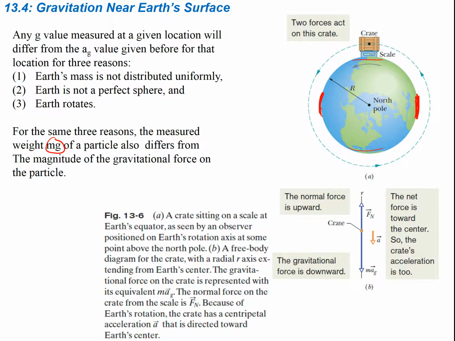All right, so for the same three reasons, the measured weight, which is mg of a particle, also differs from the magnitude of the gravitational force on the particle. So this force mg isn't necessarily going to be exactly the same. It's going to be close, but it's not going to be exactly the same. All right, so let's look at this figure here.